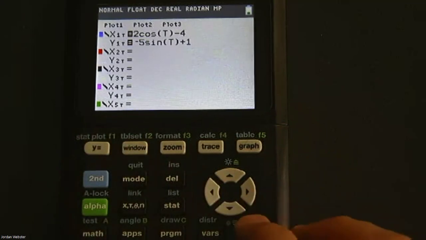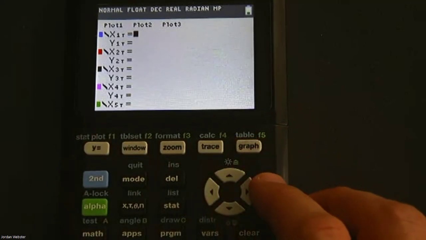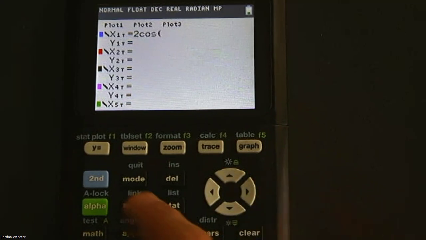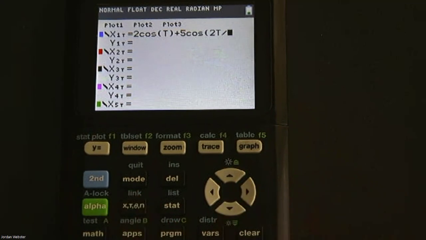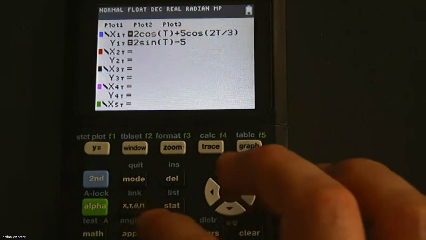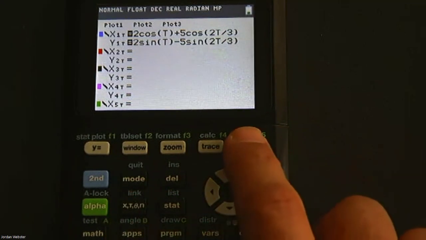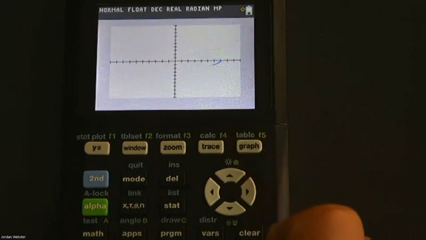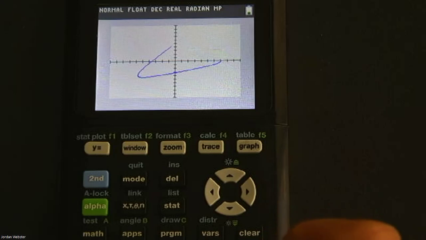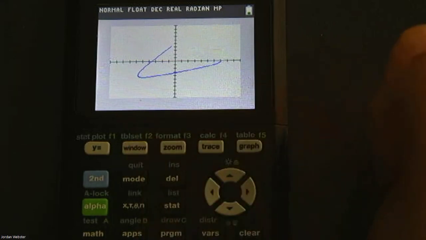If I go to graph that, I'd write 2 cosine t plus 5 cosine of 2t over 3. That's my x. And my y is 2 sine of t minus 5 times sine of 2t over 3. Now, if I graph this, I get the hypotrochoid that I want, as long as my window is correct.